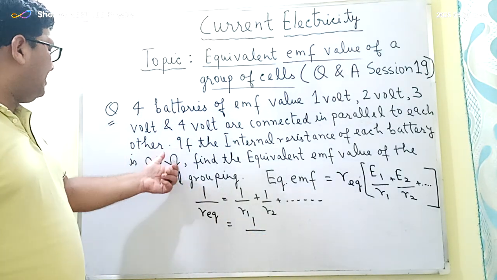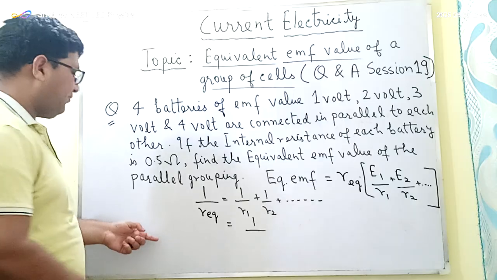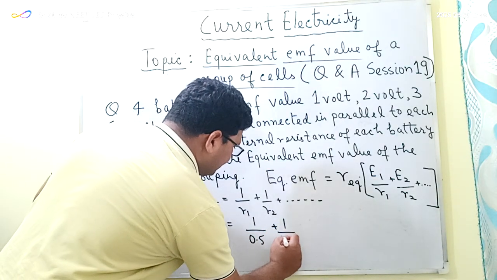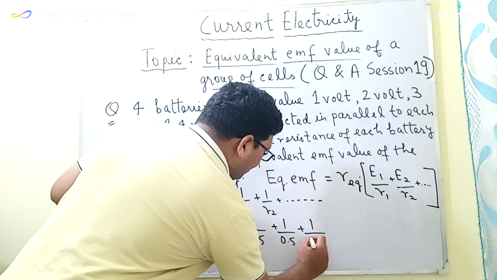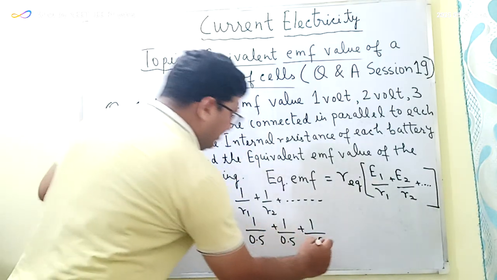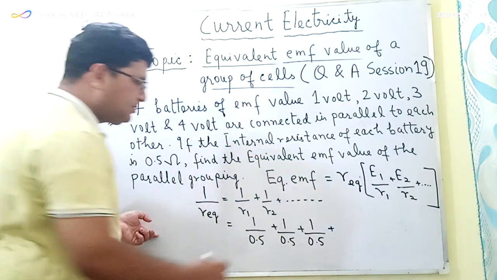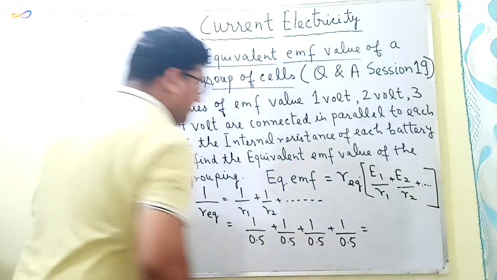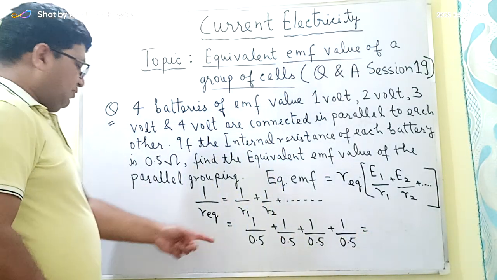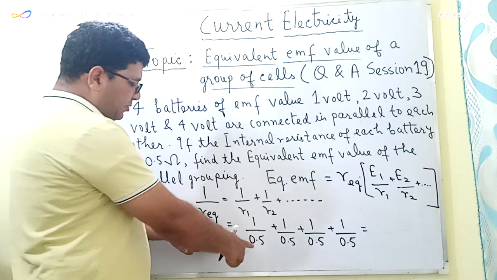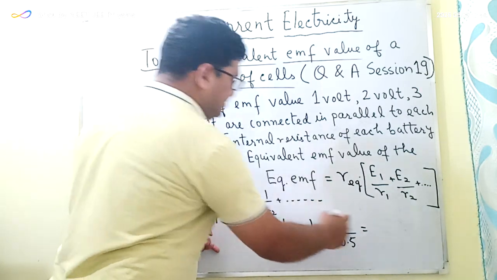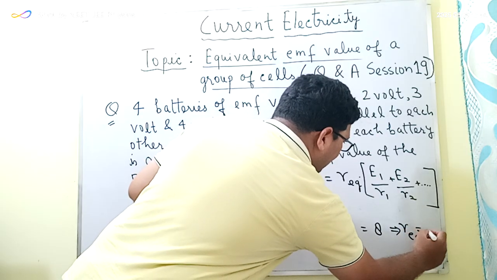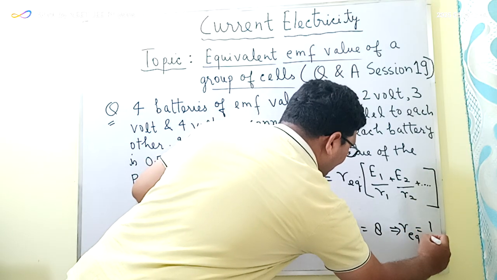Now here the internal resistance of each battery is 0.5. So R1 is equal to 0.5, plus 1 upon R2, this is also equal to 0.5, 1 upon R3, the third battery, its internal resistance is also 0.5, and the last one, the fourth battery, its internal resistance is also equal to 0.5. So this will be equal to 1 upon 0.5 is equal to 2, 2 plus 2, 4, 6, 8. So it implies that the equivalent resistance of this parallel grouping is equal to 1 by 8 ohms.